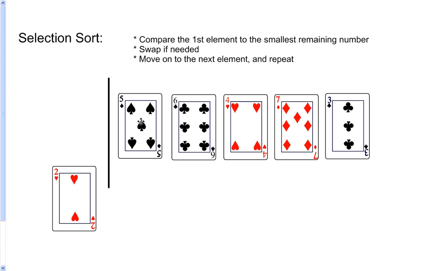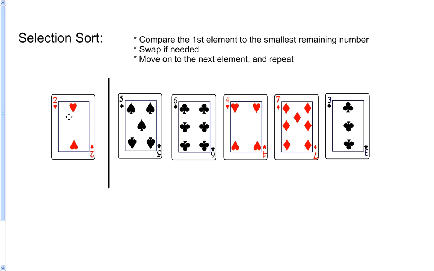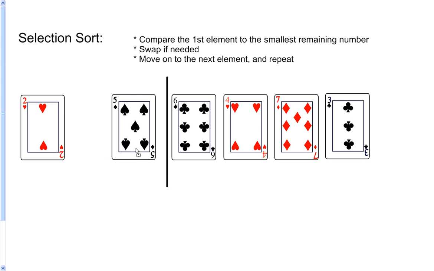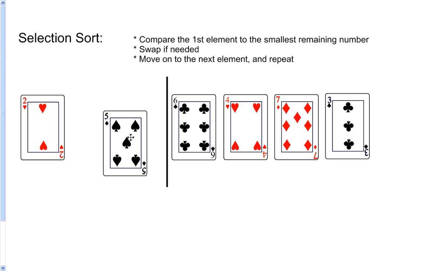Okay, so that's all set there. The 2 and the 5 swap out. It's all good. The 2 is now in the right place. Okay, and now we'll move the dividing line and ask the 5. We'll compare the 5, and we'll say, what is the smallest element remaining here?